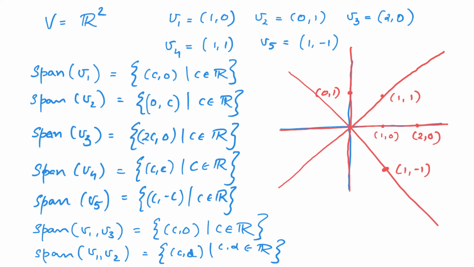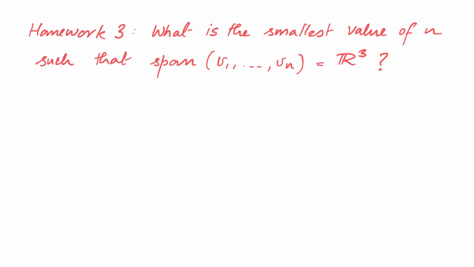And I will end this video with another question. What is the smallest value of n such that the span of v1 to vn is equal to R3? Once again, we can also generalize it even further. What would be this value n if you had taken Rk instead of R3? These are questions that you should ponder about, and these questions will guide a lot of what is to follow.